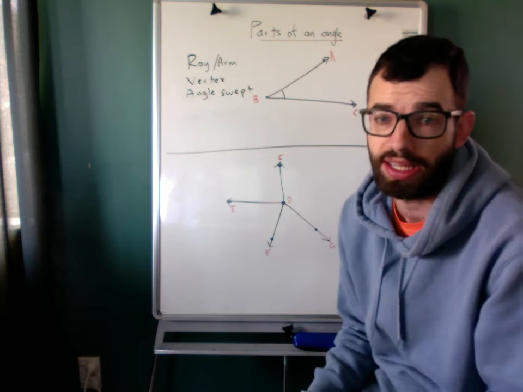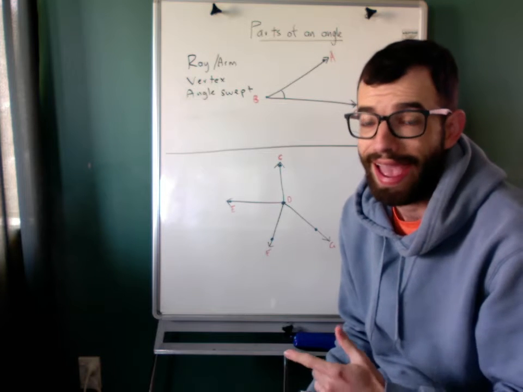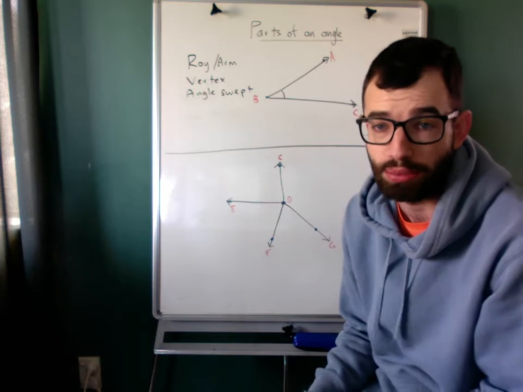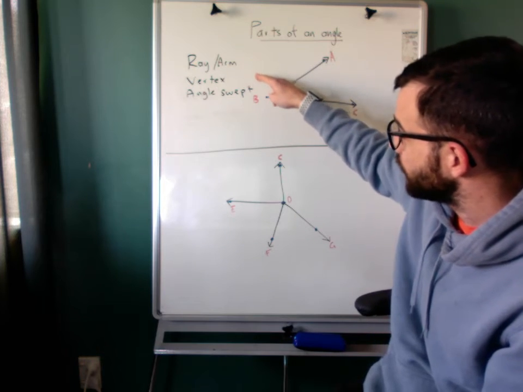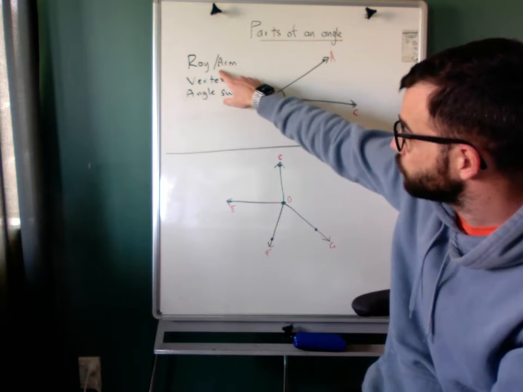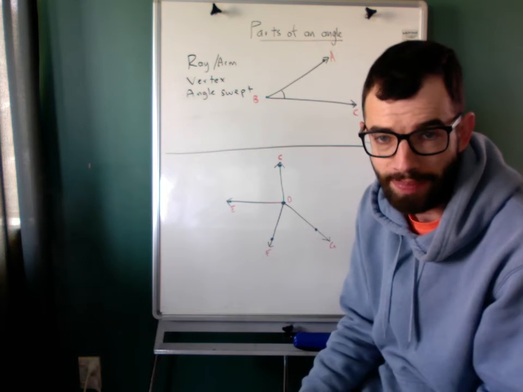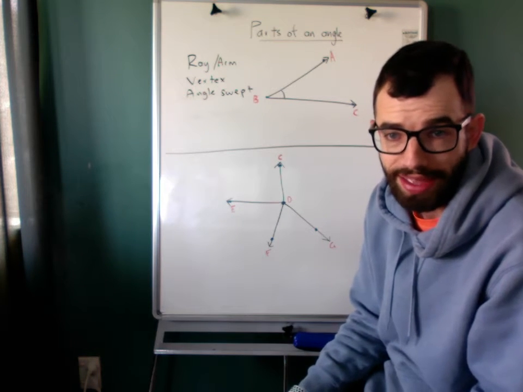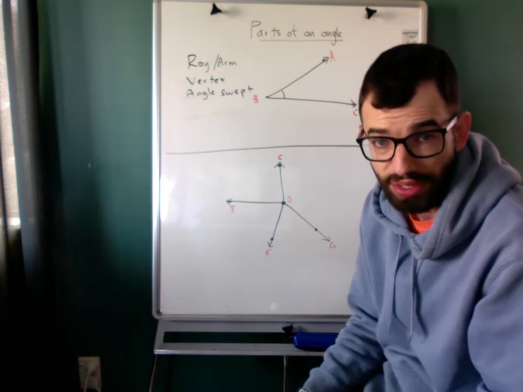Okay, so in today's video, we're just going to look at some of the basics. We're going to look at the parts of the angle and how we can reference the names of specific angles. Okay, so first up, we've got three different parts we'll look at. So we have the ray / the arm. So just two names for the same thing. Okay, the ray / the arm is a line from 2 points.